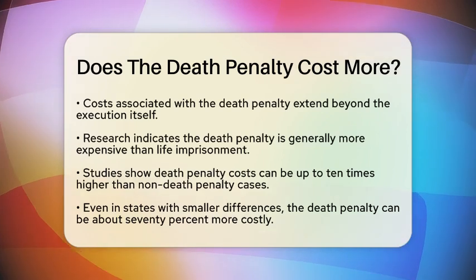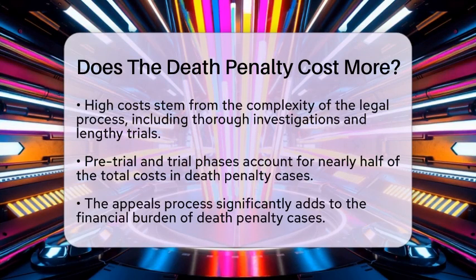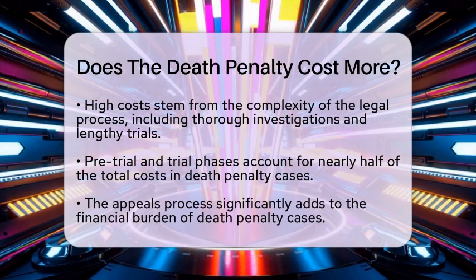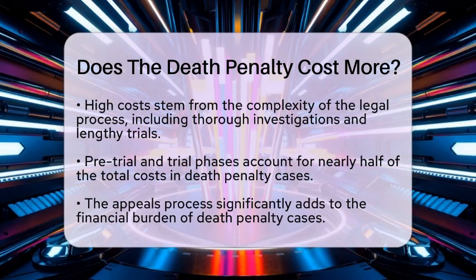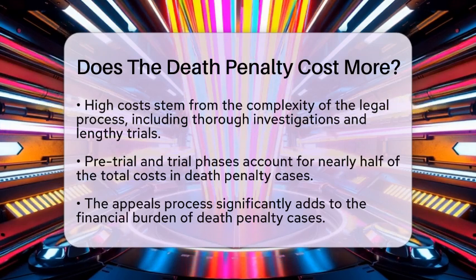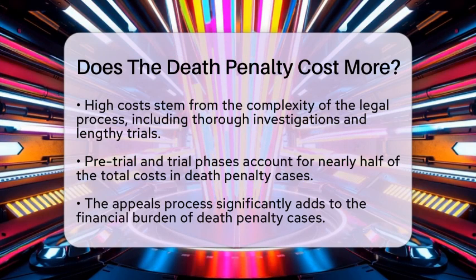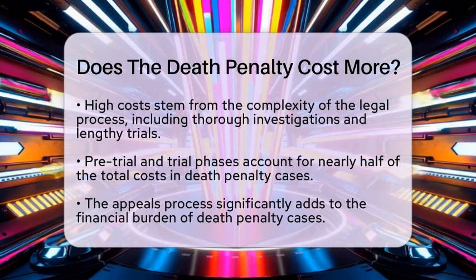What drives these high costs? The legal process for death penalty cases is more complex. Investigations are more thorough, trials are longer, and there are many more appeals. These factors contribute to the overall expense, with pre-trial and trial phases accounting for nearly half of the total costs. The appeals process adds even more to the financial burden, while the actual execution and incarceration costs are relatively smaller parts of the total.